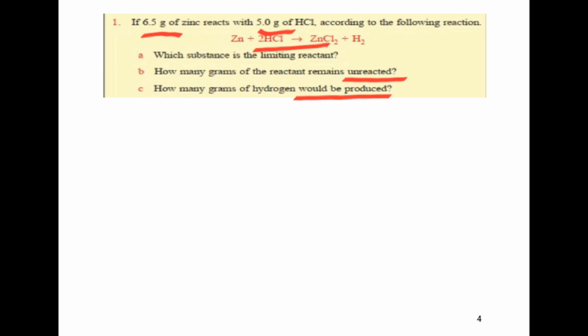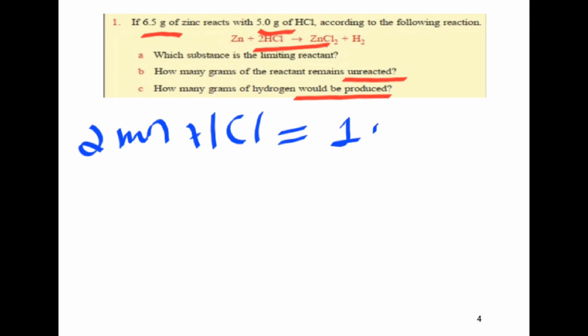determine the amount of product formed. So for every 2 moles of HCl, 1 mole of hydrogen is produced.